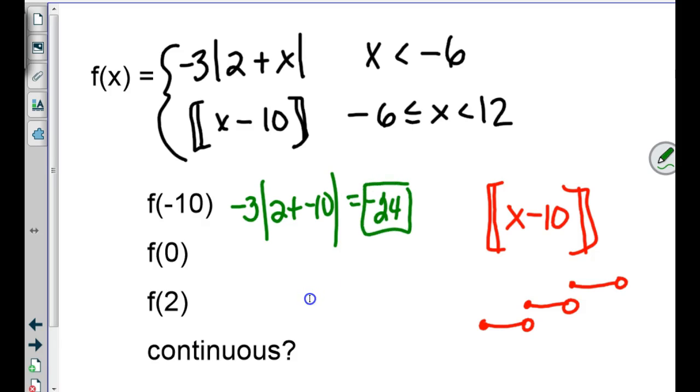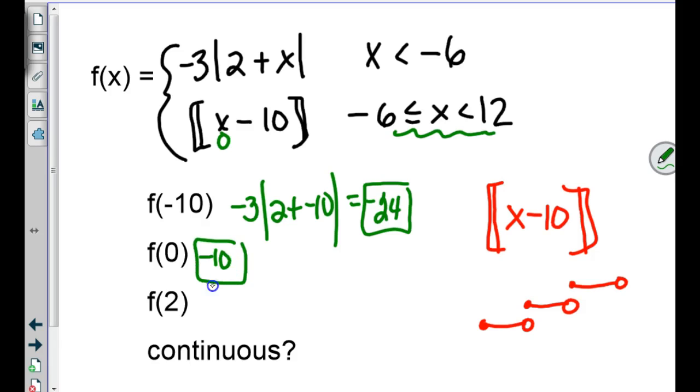Everybody okay? I'm going to get that one right because you do have to evaluate an absolute value function on there. 0 falls in here. Everybody with me? So I have to put it in here. Okay. 0 minus 10 is negative 10. Is negative 10 an integer? That means a positive or negative whole number. Yes. So it would just stay negative 10.